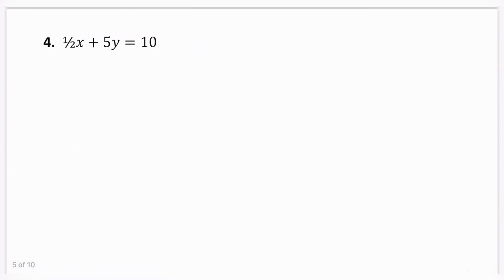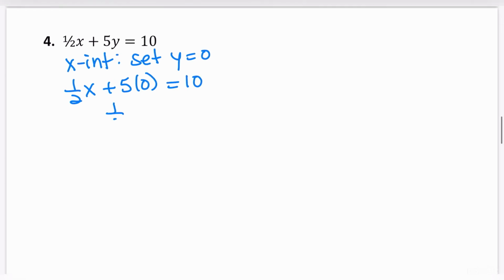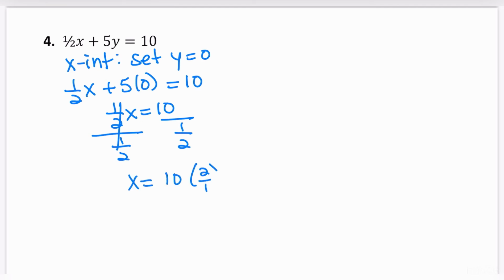Question number 4. It's okay. We have a fraction. No big deal. We do exactly the same thing. To find the x-intercept, we're going to set the y equal to 0. That means 1/2 x plus 5 times 0 is equal to 10. 5 times 0, of course, is 0. So 1/2 x is equal to 10. Divide by a half. 10 divided by a half is the same as 10 times 2 over 1. So x is equal to 20. So that means the x-intercept is the point 20, 0.